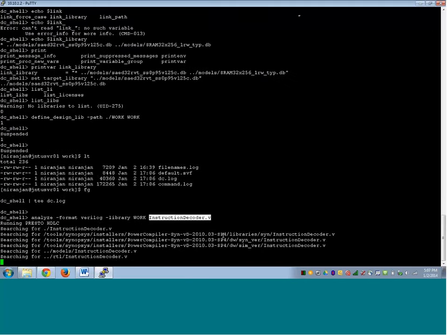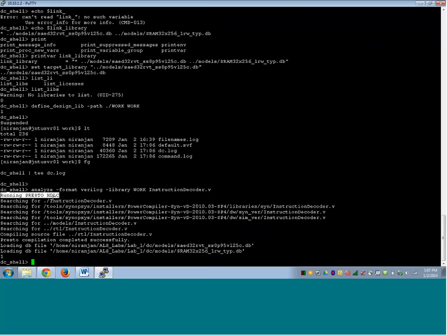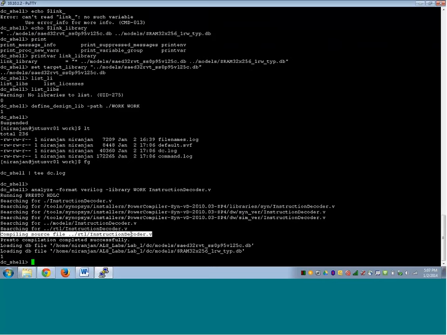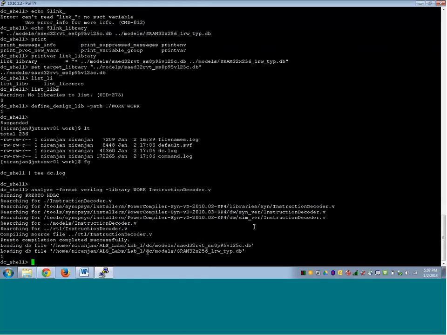Now as soon as I give this, DC will launch the Presto compiler, which is the feature that is searching for instruction decoder in the list of directories given in the search path. It found it, the compilation is completed. So this is only a syntax check. Now at this point DC loads the library, it reads the library given in the link path.